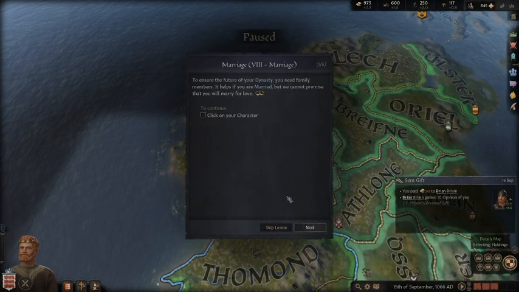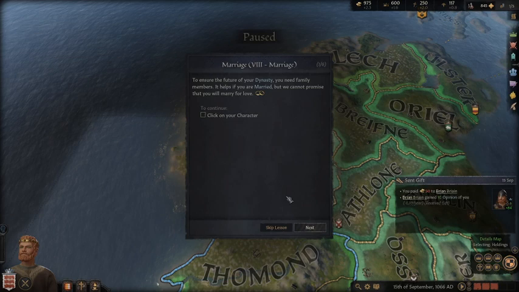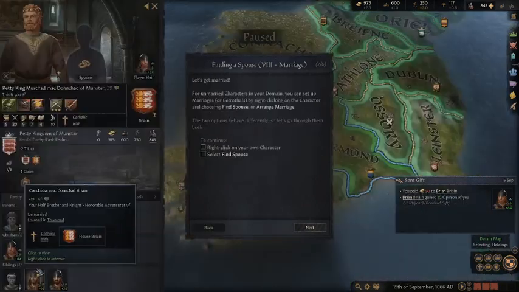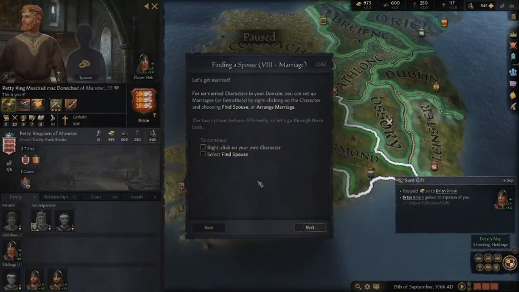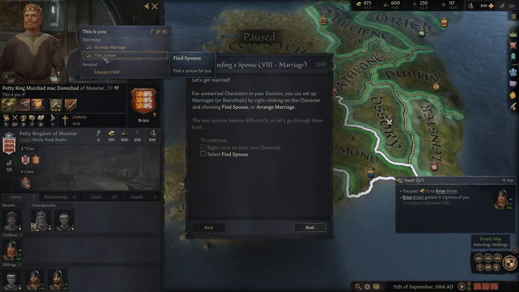To ensure the future of your dynasty, you need family members. It helps if you are married, but then we cannot promise that you will marry for love. Let's get married. For unmarried characters in your domain, you can set up marriages or betrothals by right-clicking on the character and choosing Find Spouse or Arrange Marriage. Gonna right-click on my own character and go for Find Spouse.